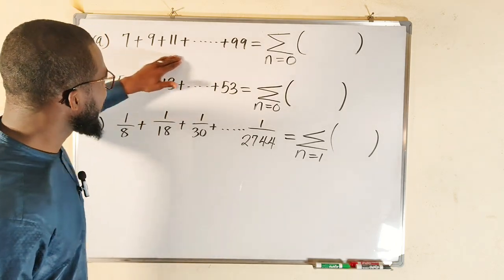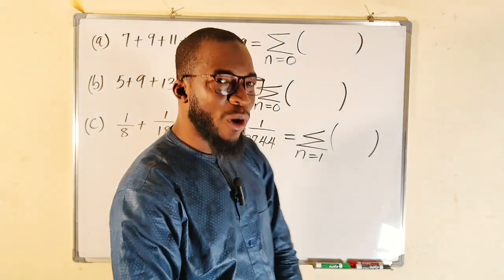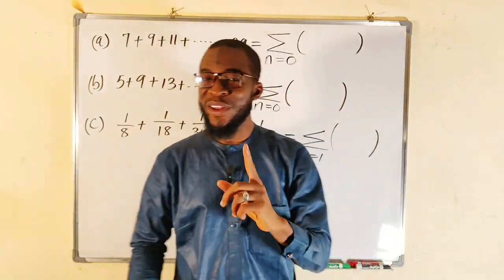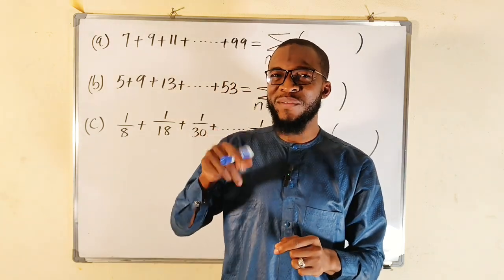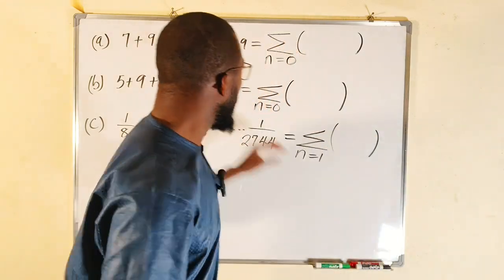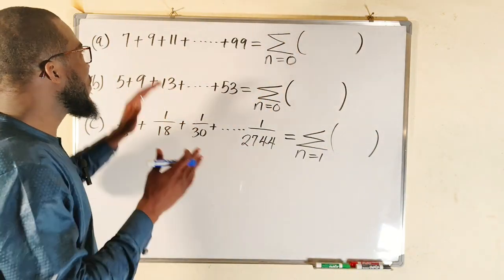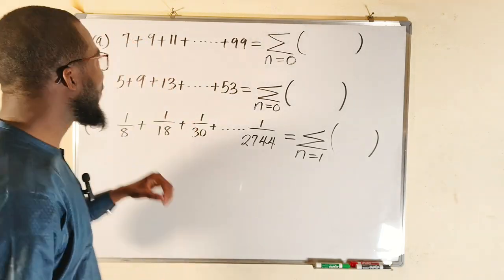We would like to express this, and this, into a summation form. And how can we do that? It is very important because we are coming to that when we start dealing with definite integrals from definition. To do this, you always have to examine the nature of the series given to you. Let's start with the first one.